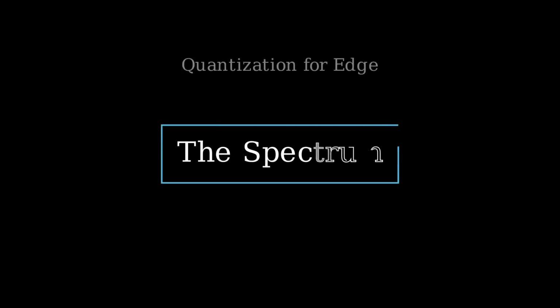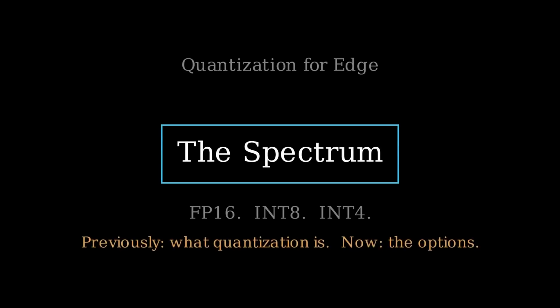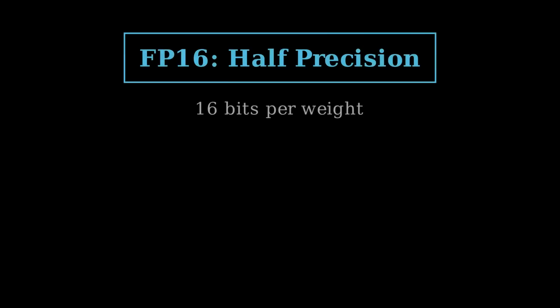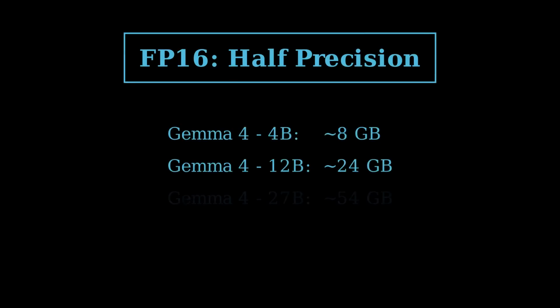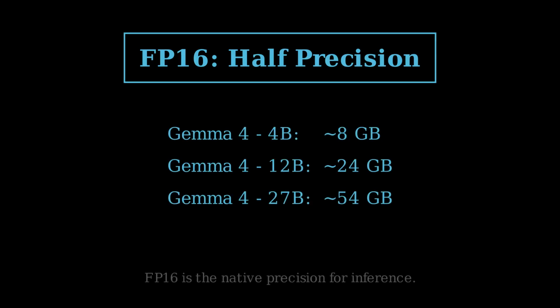Previously, what quantization is. Today, the practical spectrum. 3 precision levels engineers actually use, with real numbers per model size. FP16, half precision, 16 bits per weight, the native shipping format. The 4 billion fits in 8 gigabytes. The 12 billion needs 24. The 27 billion, 54 gigabytes.